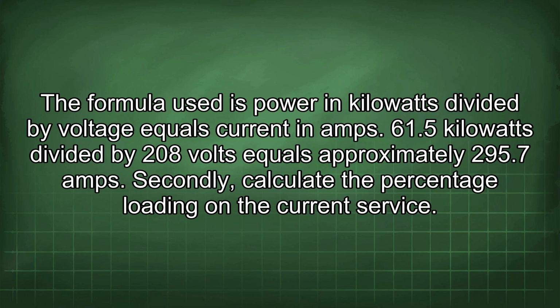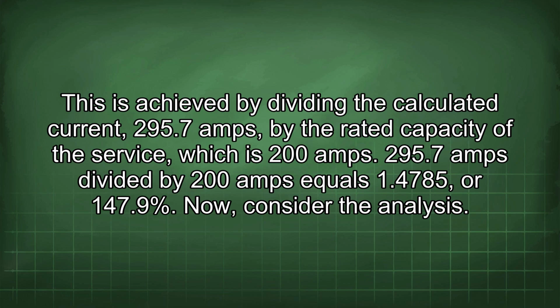295.7 amps. Secondly, calculate the percentage loading on the current service. This is achieved by dividing the calculated current, 295.7 amps, by the rated capacity of the service, which is 200 amps. 295.7 amps divided by 200 amps equals 1.4785, or 147.9%. Now consider the analysis.